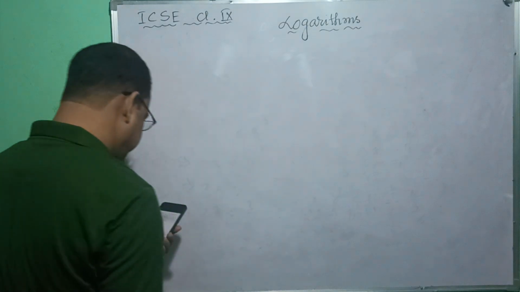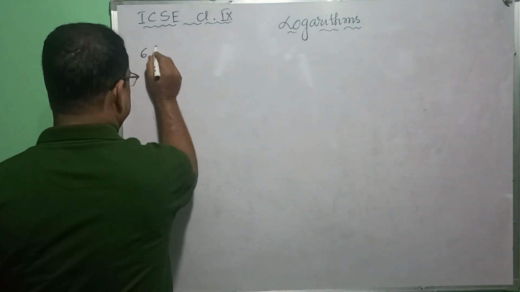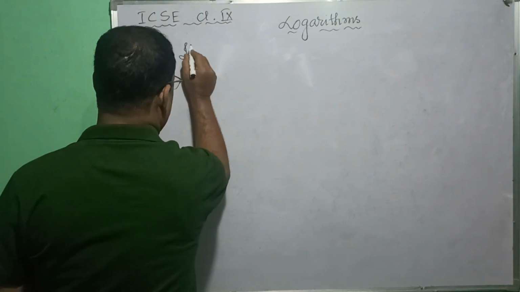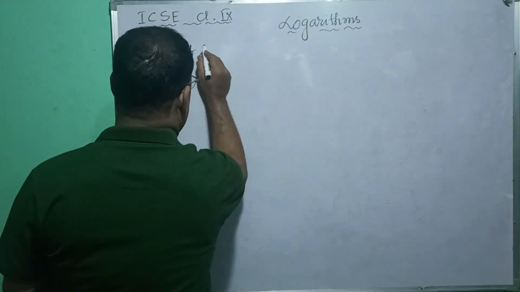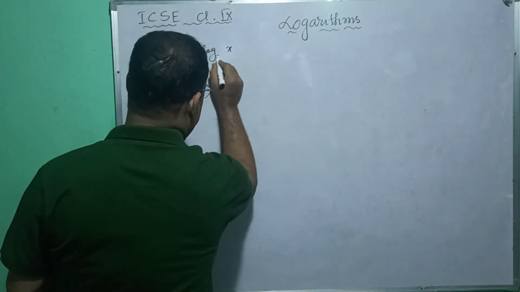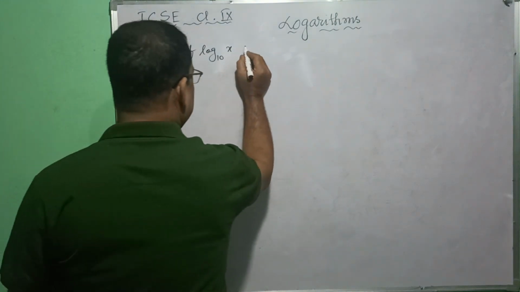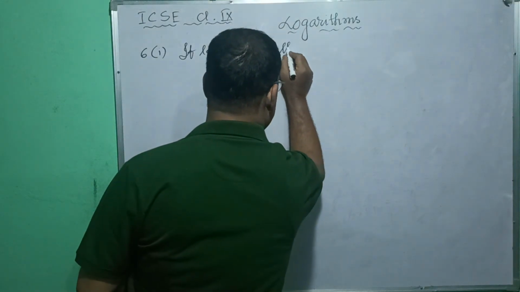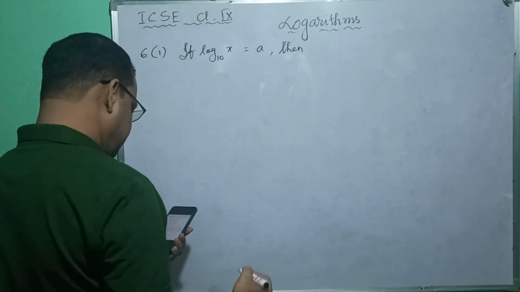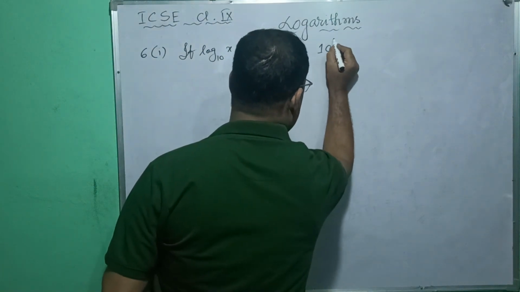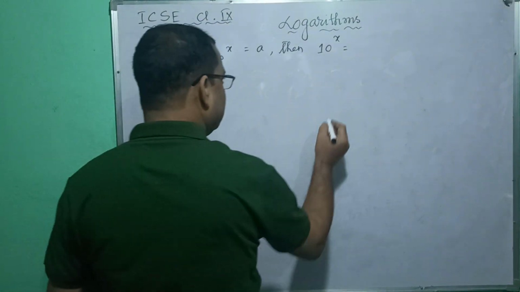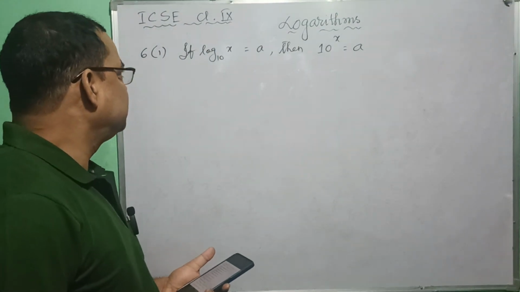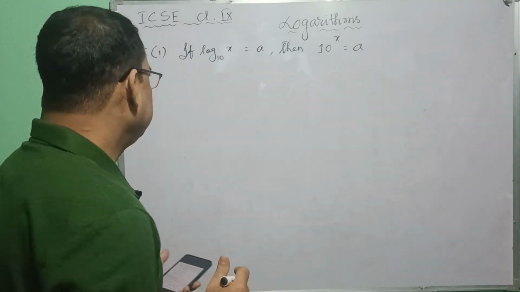In Roman 1, in question number 6, Roman 1, it is given if log x base 10 equal a, then 10 to the power x equal a. So we have to find whether it is true or false.